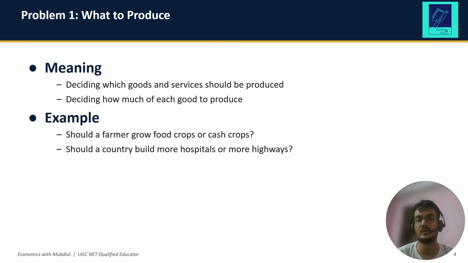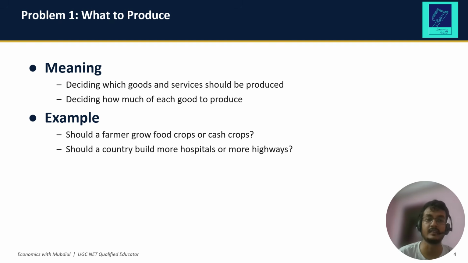Now that we know why these problems exist, let us study the first central problem every economy faces. What should be produced? Or in simple words, what to produce? This sounds like a very simple question. You might think, just produce whatever people need. But there is a problem.